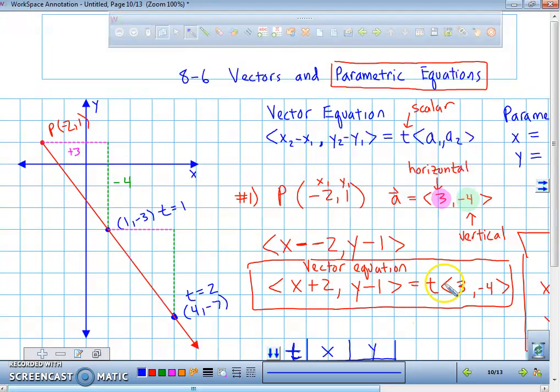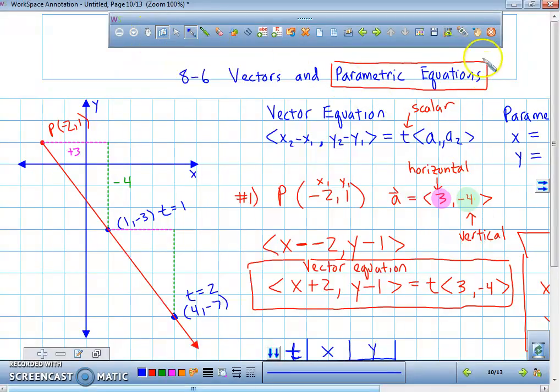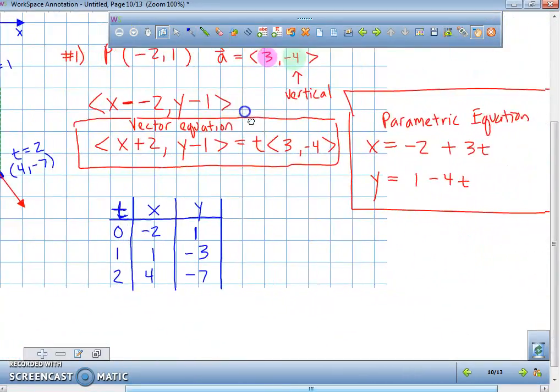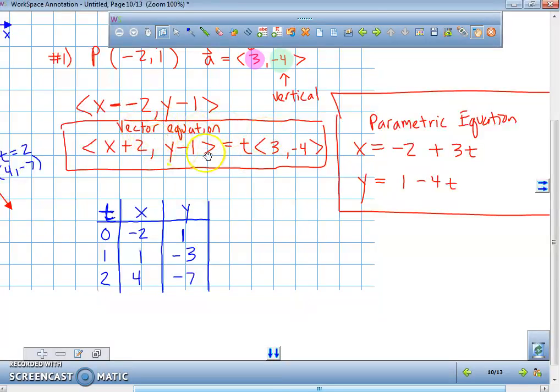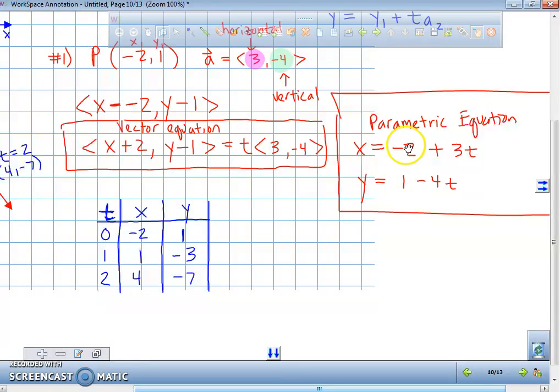All right? So, in summary, we had 2 answers that we're trying to get. The first answer is the vector equation. The second answer is the parametric equation. What does this negative 2 and this 1 deal with? This starts where you're starting from. Here you started at a negative 2, 1. What did happen with the horizontal components? They always went what? 3 to the right. What happened with the vertical components? They went 4 down. That's how you interpret the parametric equation.